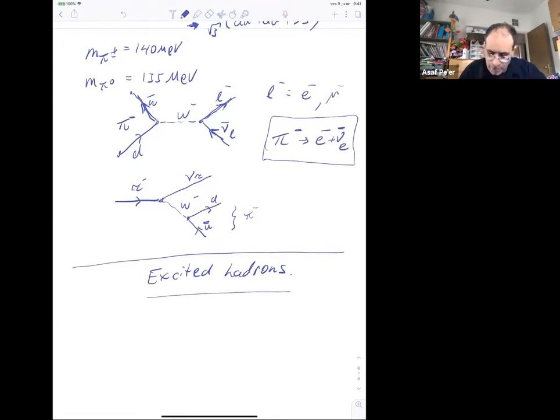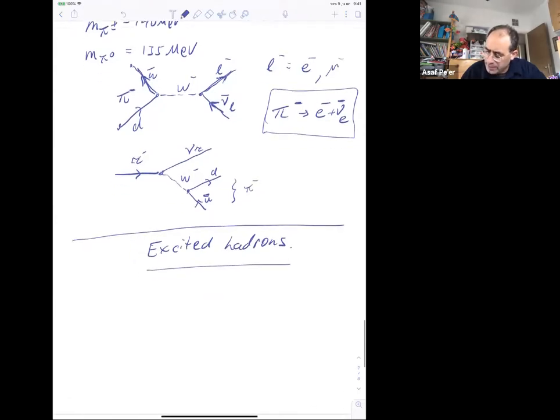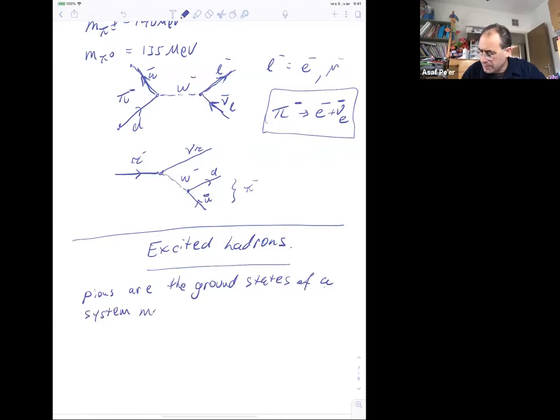Right. So we said that the pions are the ground state of a system which is made of quark and antiquark. Maybe I should write it down. Pions are the ground states of a system made of quarks, antiquarks.